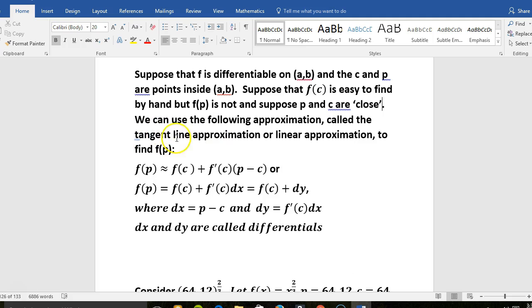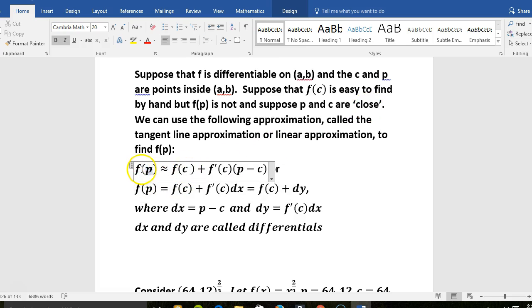Now, you can still try to use it if p and c aren't close, but you're not guaranteed that it'll work very well. And even if p and c are close, you're not necessarily guaranteed. But as long as a function is not too weird, there's a fairly decent shot that this will work nicely. This is just an approximation, and when I say close, I've not rigorously defined that at all. Just use your common sense notion of close. I don't want to go into analysis.